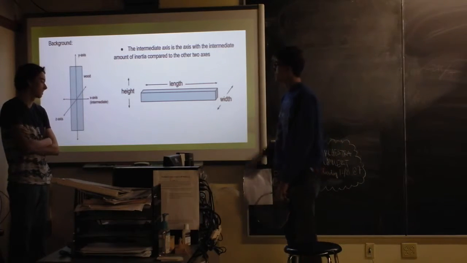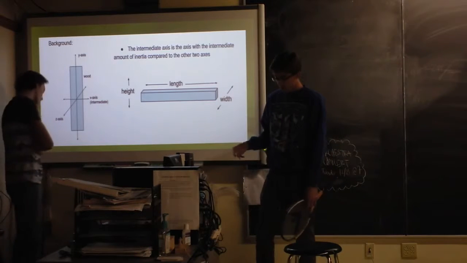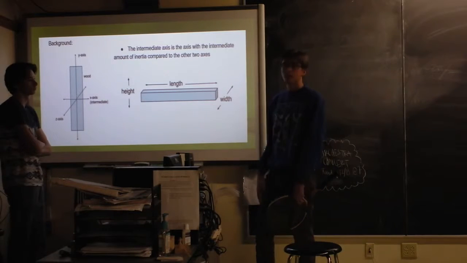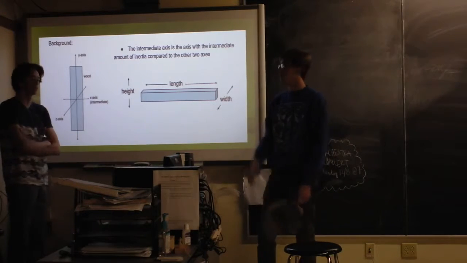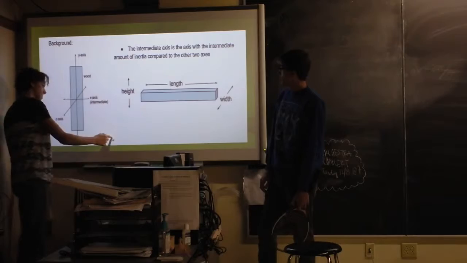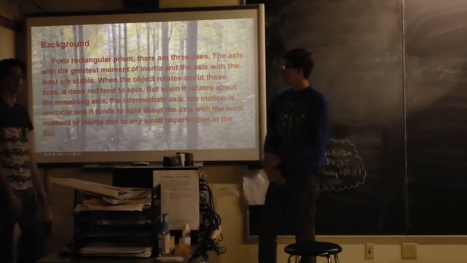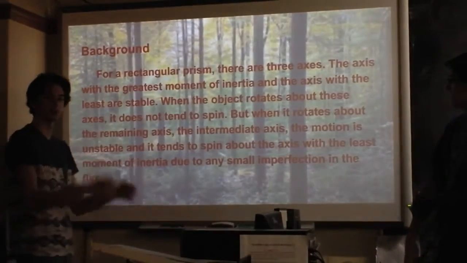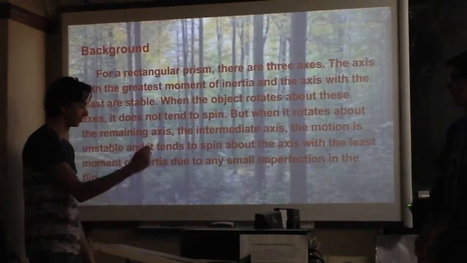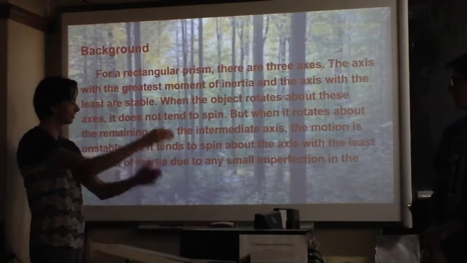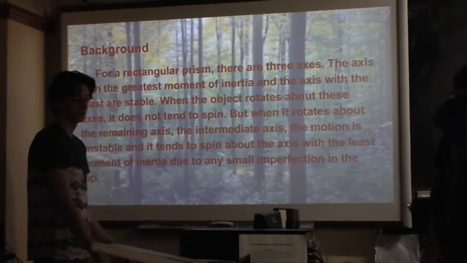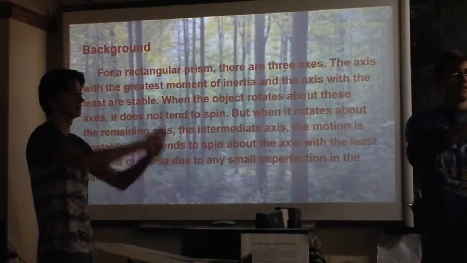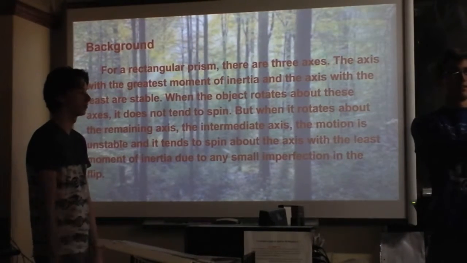That's what we studied. And so what we did was we took lots of planks of wood, and we tested how dimension affects the intermediate axis in the spinning. A block of wood has three axes. We define flip as the normal way you would flip it, and the spin is when it rotates, the weird one.